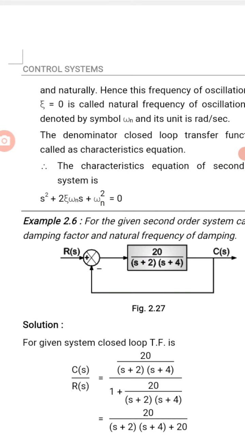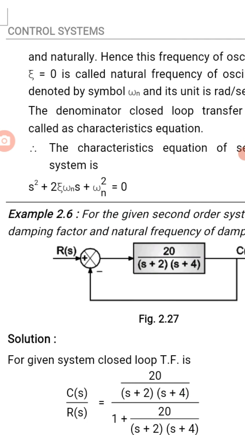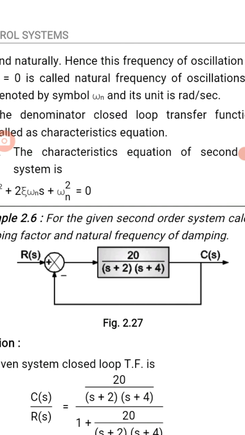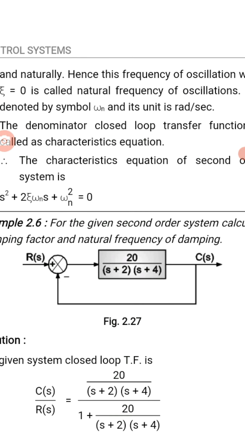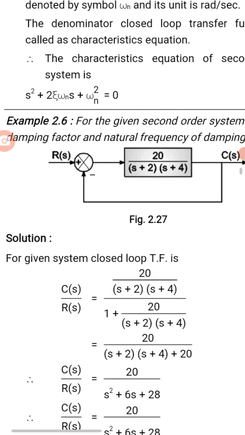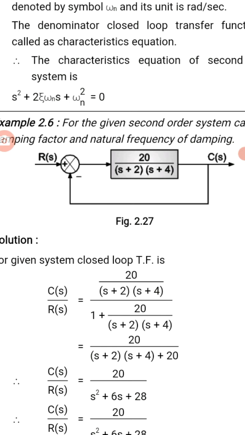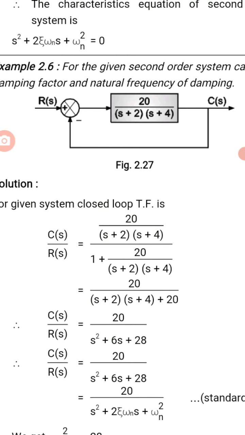Now in the given figure 2.27, whose input is R of s and corresponding output is C of s, gain G of s is equal to 20 upon s plus 2 into s plus 4. H of s is equal to 1, unity considered here. Now find out the damping factor and natural frequency. If I compare this, C of s upon R of s is equal to 20 upon s plus 2 into s plus 4, divided by 1 plus 20 upon s plus 2 into s plus 4.